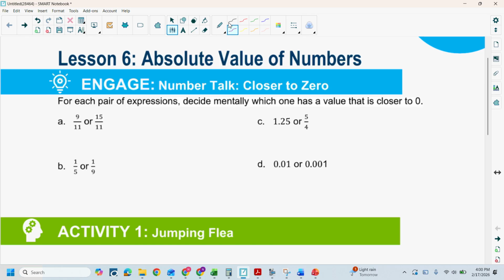So, for A, which one is closer to 0? These are both out of 11, so 9 and 15. 9 is closer to 0.